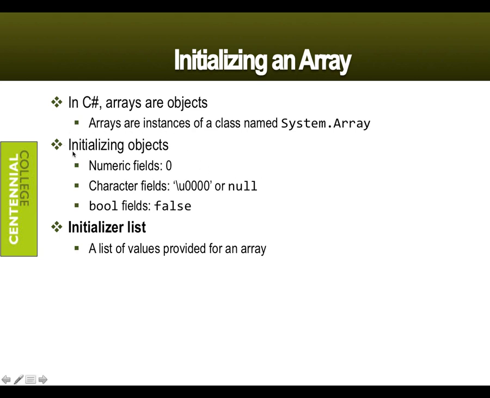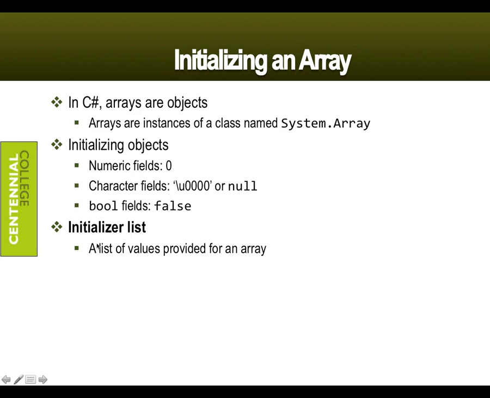So here's an example. If I want to initialize objects, my numeric fields are 0, my character fields are null, my Boolean fields false. This is the way I initialize the object. If it's a numeric field like integer, double, and so on, I initialize them with 0. My character fields, I use a character or null, like for example strings. Boolean fields, I can initialize them with false. That's their default.